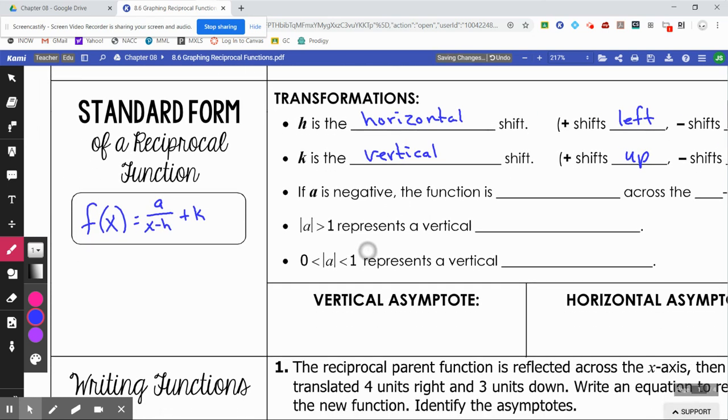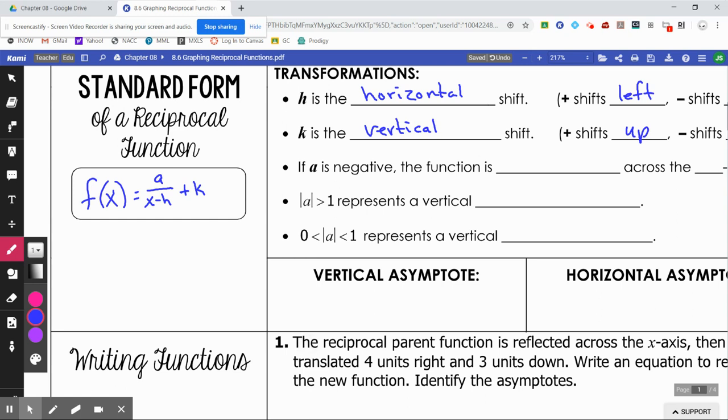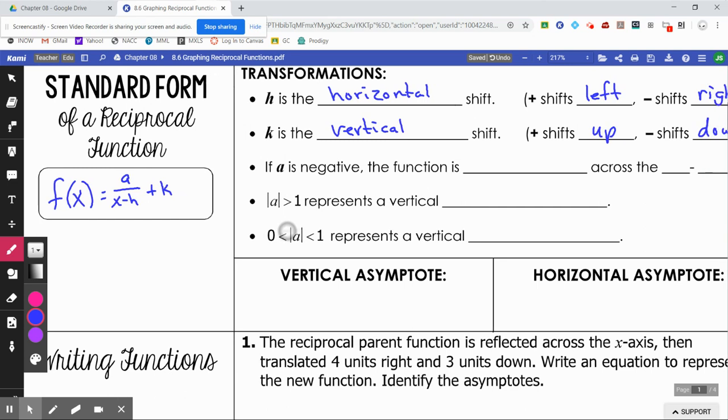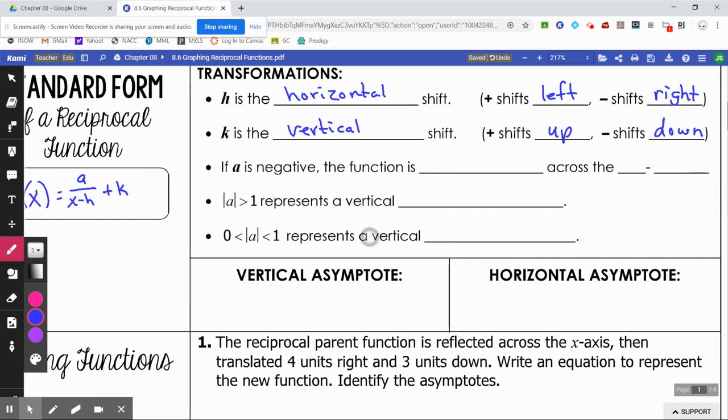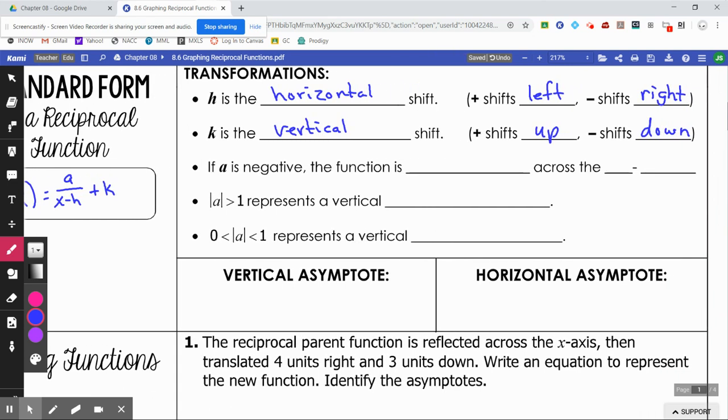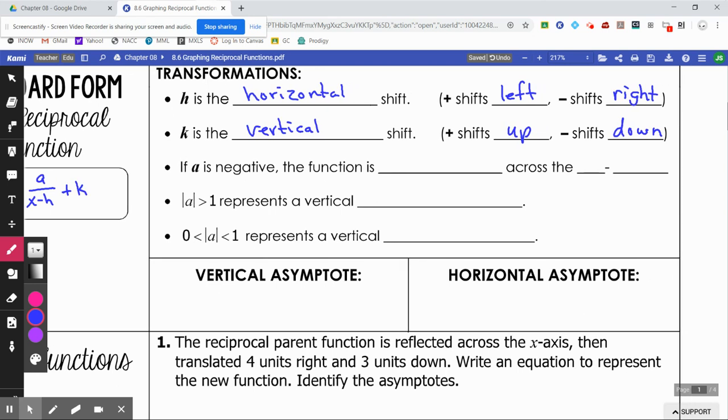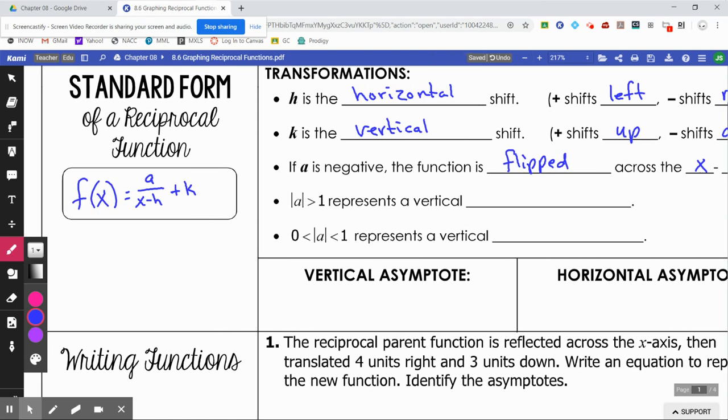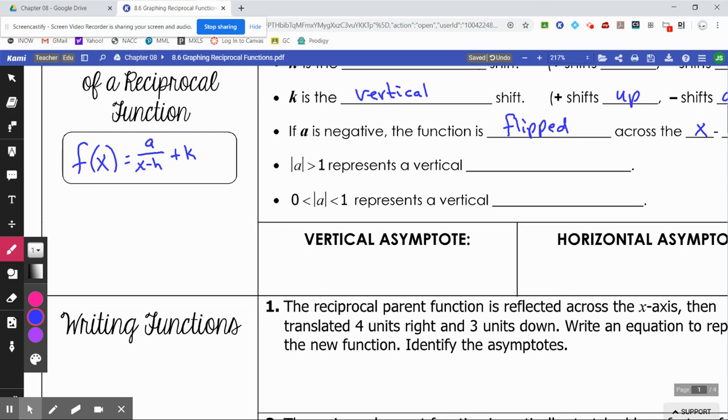If a is a negative, anytime you multiply the whole thing by a negative, it's going to flip it. That's going to flip your function across the, honestly, it doesn't matter because it's going to be the same either way. But we'll say it's a vertical flip. So if a is a negative, the function is flipped across the x-axis. But again, you can test that, and flipping it across the y-axis actually results in the same graph.